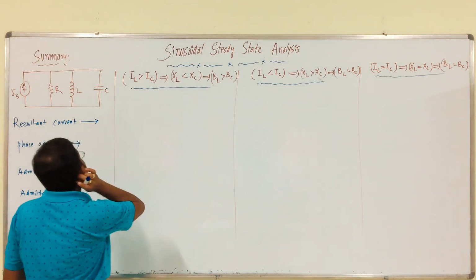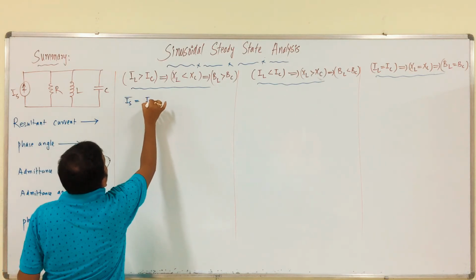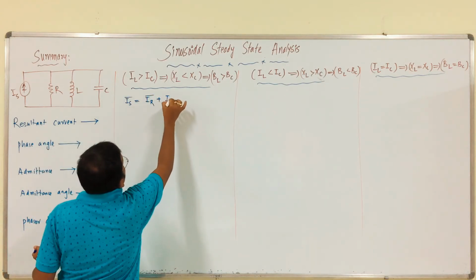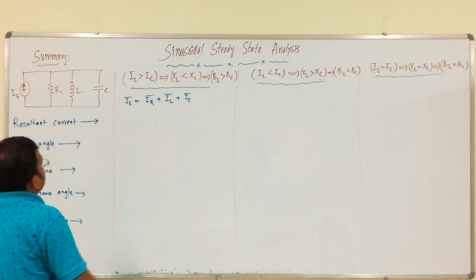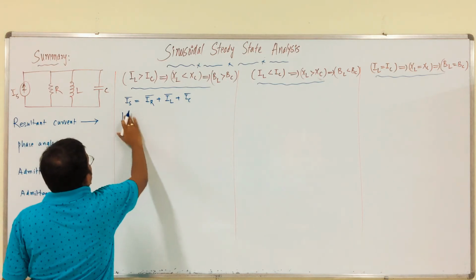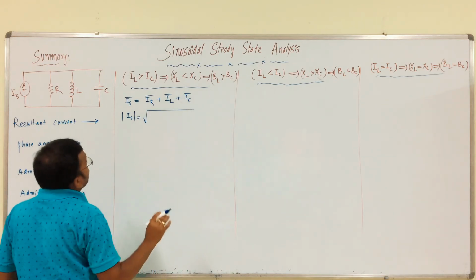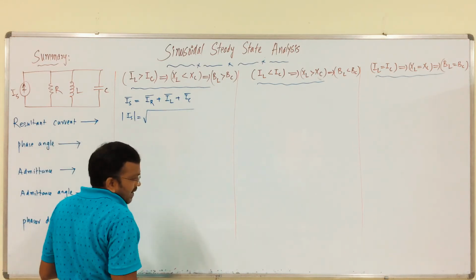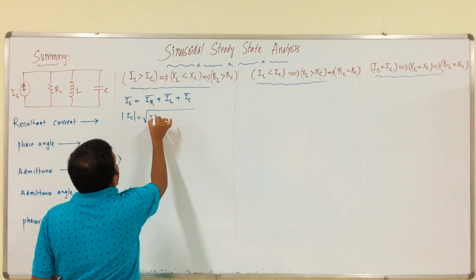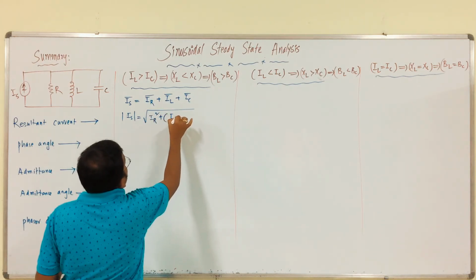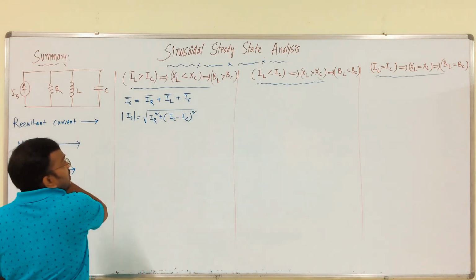So, first, the resultant current. The current is the same: I is IR plus IL plus IC. Clear? Then the magnitude of IS is equal to, see here the current IL is more than IC, meaning the lagging angle is there, that too, that is lagging, right? So, the square root of IR square plus IL, which is more dominant, therefore IL minus IC whole square, and the angle is what?